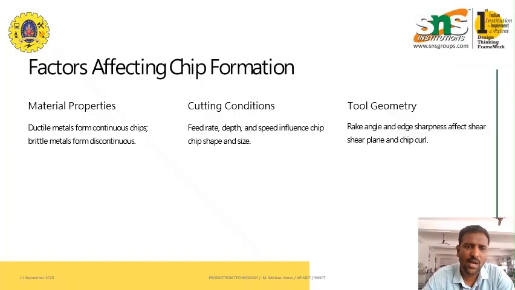What are the factors that affect chip formation? The material properties, cutting conditions, and the tool geometry. Ductile materials form continuous chips and brittle materials form discontinuous chips, which is a very evident factor. But in certain conditions, we can alter these also. By altering the cutting conditions, the material behavior can also be altered. What are the cutting conditions? The feed rate, depth, and speed influence the shape and size of the chips formed. Tool geometry: what is the geometry? It is the rake angle, surface angle, and flank angle. It will make the chips curl down into discontinuous pieces.